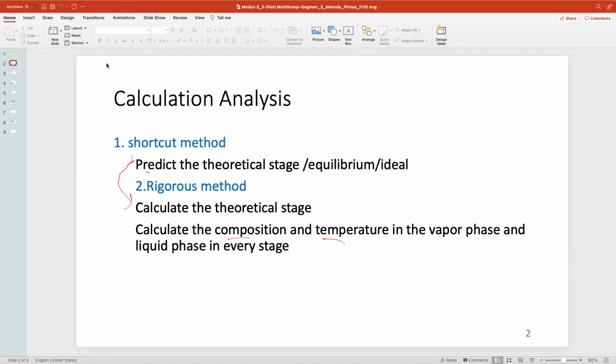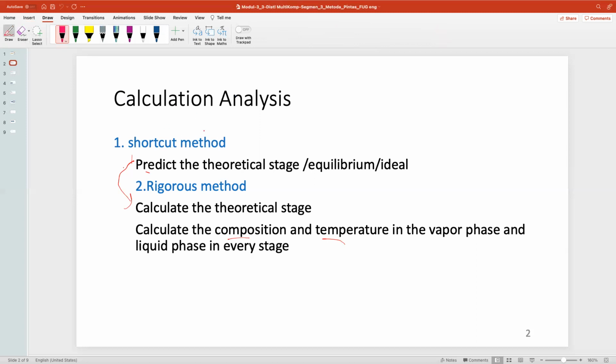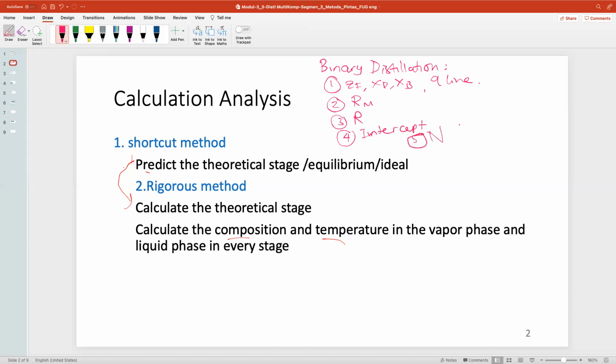Okay, what is the purpose of the shortcut method? Just to recall, in binary distillation, because we're gonna have the exam, what do we need to build the equilibrium stages? Once we know the ZF, XD and XB, and also the q line, then we need to find the Rm. Once we know the Rm, we can find the R, and once we find R, we can find the intercept, and then we can find the stages, or the N.